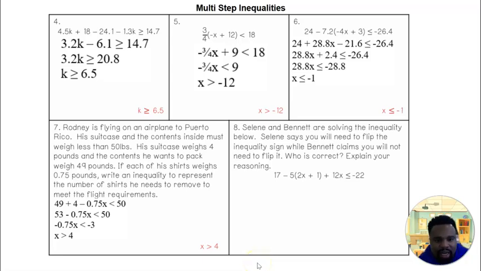Celine and Bennett are solving the inequality. Celine says you need to flip the inequality sign, while Bennett claims you will not need to flip it. Who is correct? Well, let's solve it. We can solve it and see. That's the best way to figure it out.